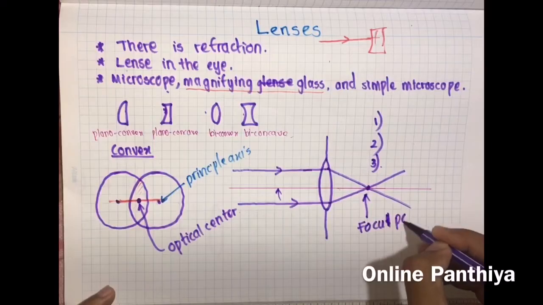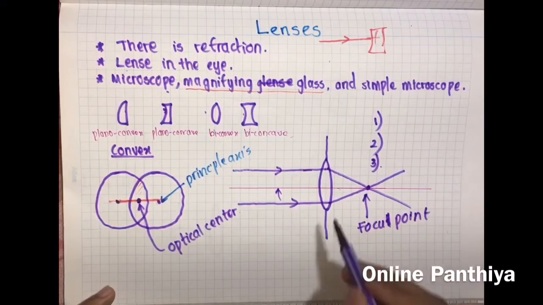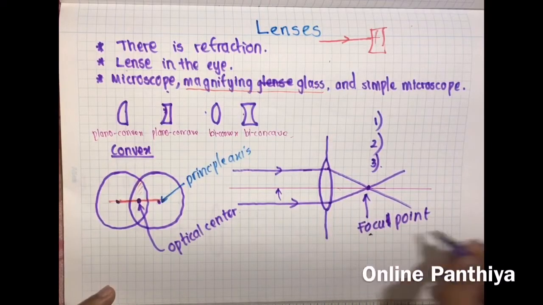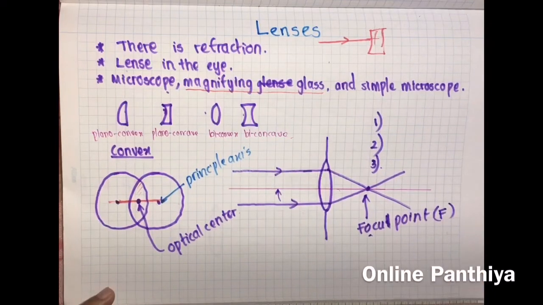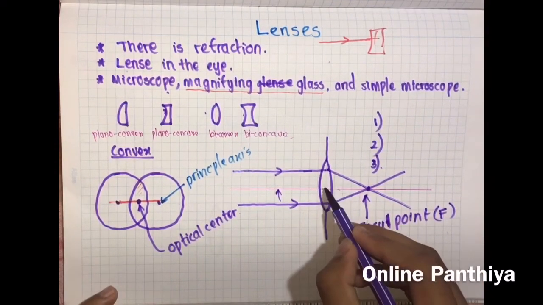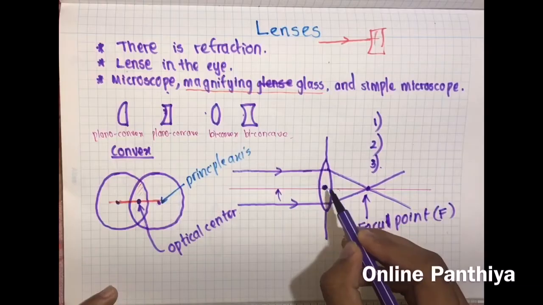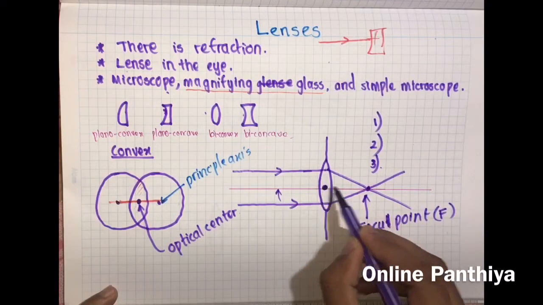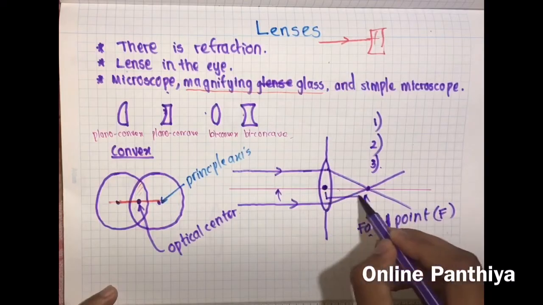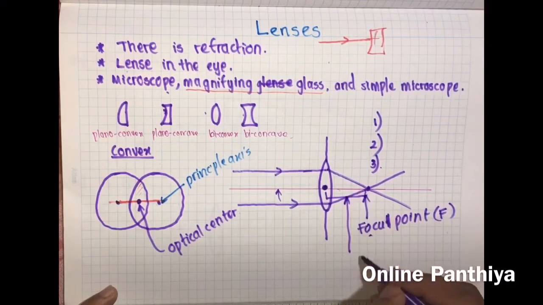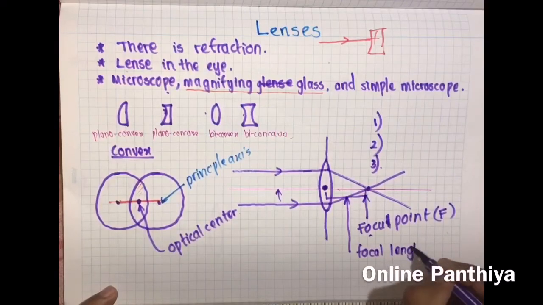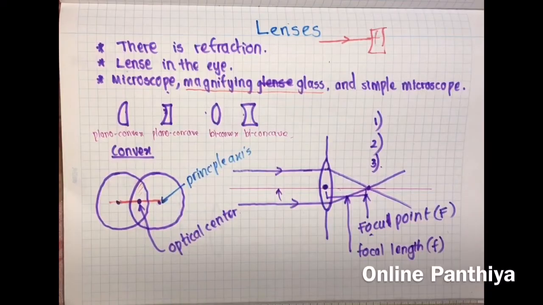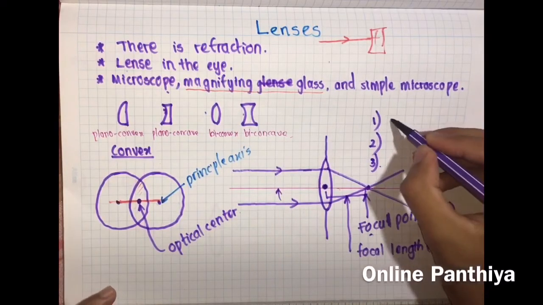I'll call it the focal point, and normally we mark it with a capital F. The length from the lens, here is the optical center, from this is where the lens is placed, to the focal point, you call this the focal length. Okay, is that part clear? These are the terms you should understand. Focal length, we mark it using a simple f. And this is one type of ray.